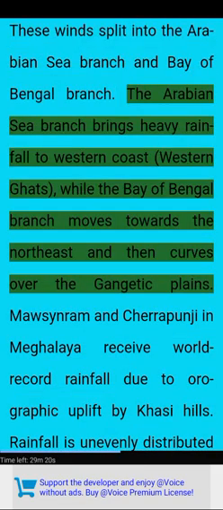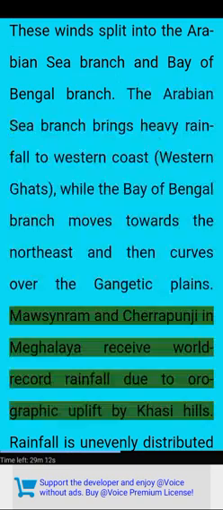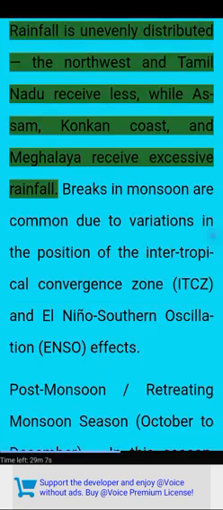The Arabian Sea branch brings heavy rainfall to the western coast, Western Ghats, while the Bay of Bengal branch moves towards the northeast and then curves over the Gangetic plains. Mawsynram and Cherrapunji in Meghalaya receive world record rainfall due to orographic uplift by Khasi Hills. Rainfall is unevenly distributed. The northwest and Tamil Nadu receive less, while Assam, Konkan coast, and Meghalaya receive excessive rainfall.